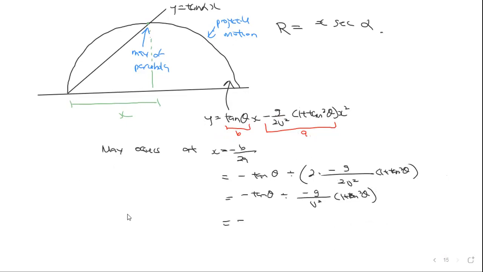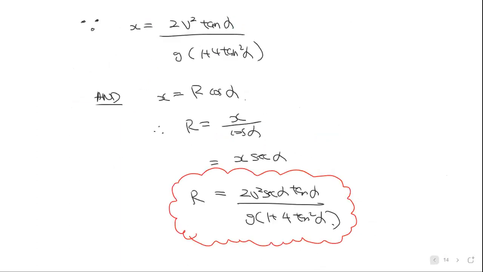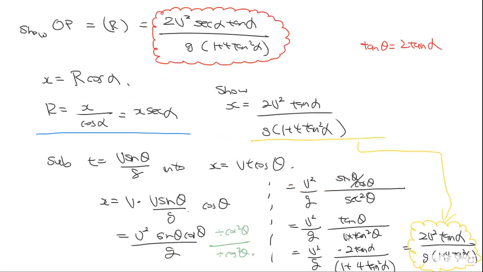that that's negative tan theta times v squared over g, negative 1 plus tan squared theta, which of course means that you're just going to get v squared tan theta over g, 1 plus tan squared theta. And so you've got v squared tan theta over g, 1 plus tan squared theta, which you can see is what we had, v squared over g tan theta over 1 plus tan squared theta.